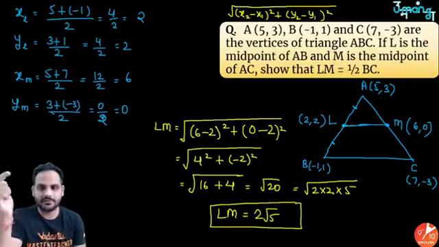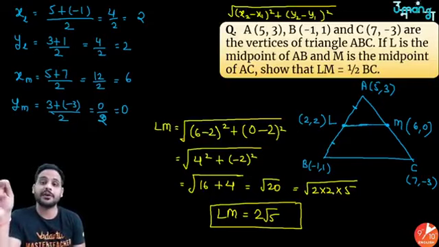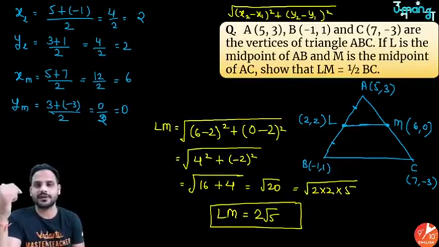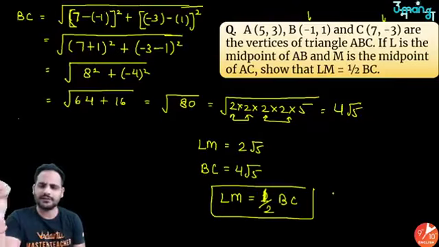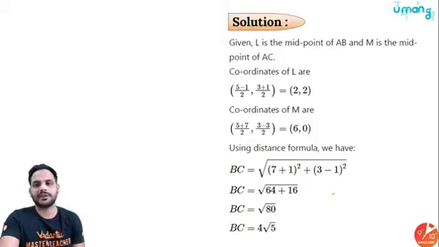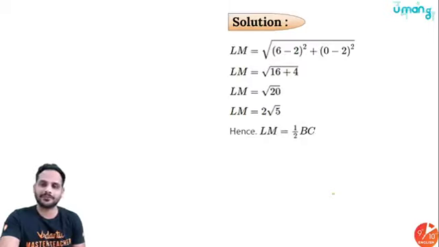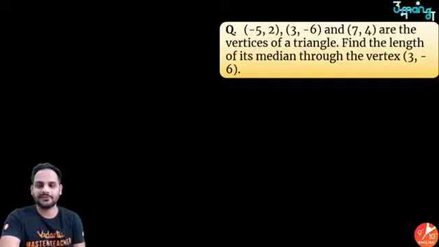Okay, L is the midpoint of AB, so coordinates of AB should be considered. M is the midpoint of AC, so the coordinates of AC should be considered, like that. So the diagram helps you a lot. I will always tell you, wherever it is possible to draw a diagram, draw it. Your question will become 10 times easier.